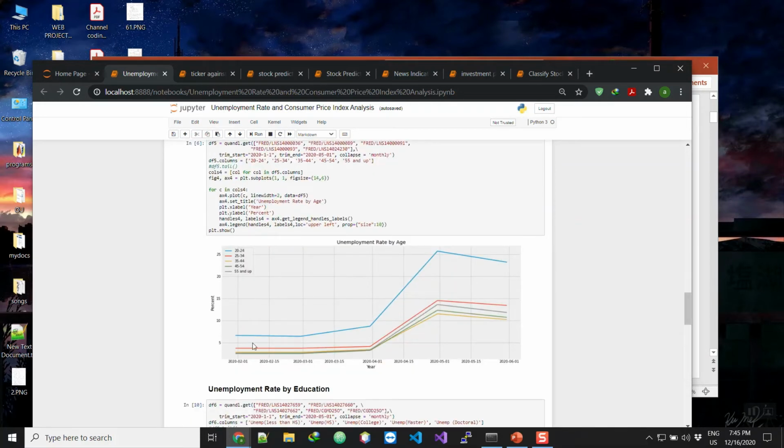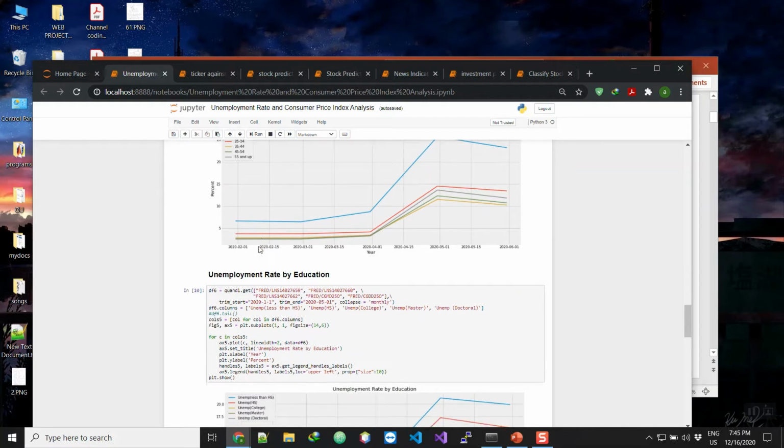When we look at groups of ages, you can see that the people between 20 and 24 are the ones who got affected the most. As we can see, between April and May, the sharp increase in the unemployment rate happened, which tells us that people with low experience, or just starting out in their jobs and positions, got affected the most.